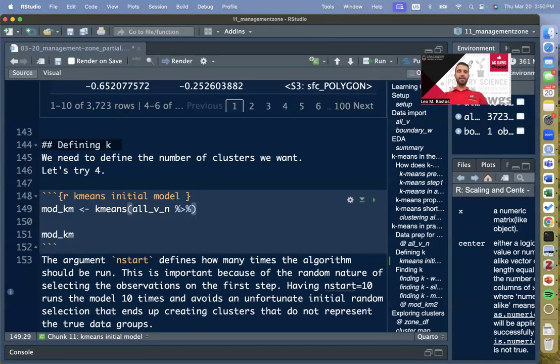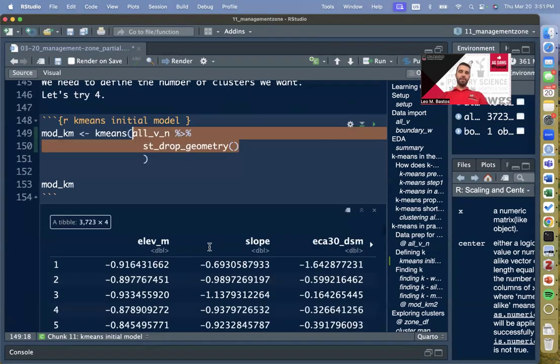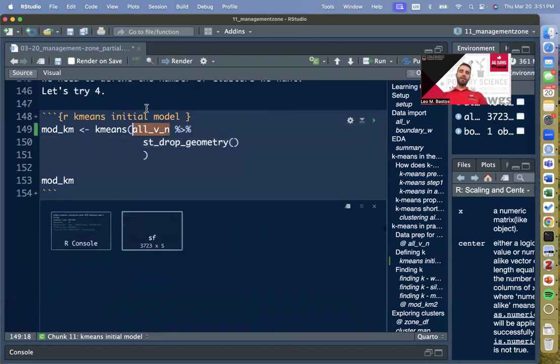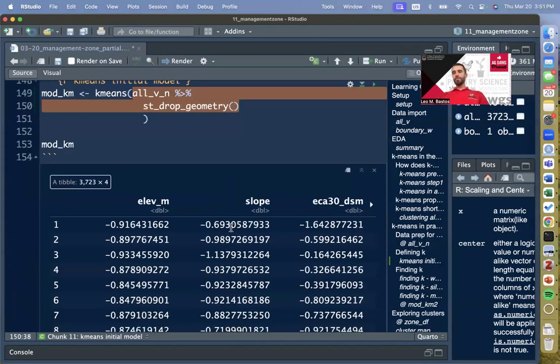If you give it a pipe, there is a function called st_drop_geometry. If you just run all_vn st_drop_geometry to see what that does, it basically makes that into a data frame, into a tibble. It drops the geometry because all_vn is an SF object. But with st_drop_geometry, you basically drop the geometry, so it becomes a tibble.